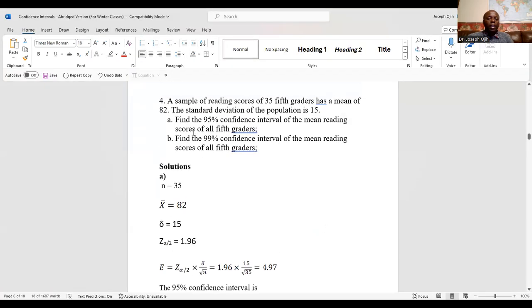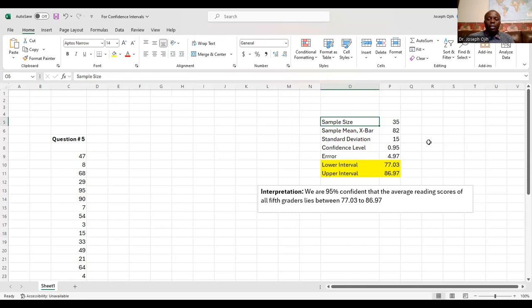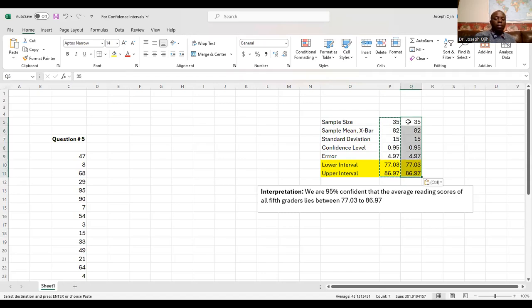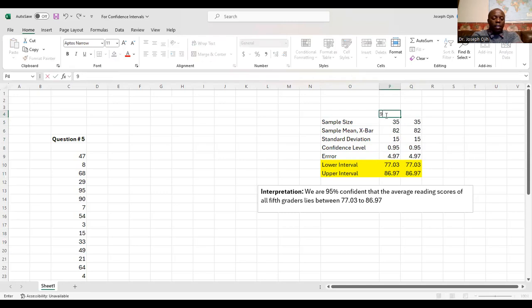Now, suppose you want to do part B of the question, which says, find the 99% confidence interval for the mean reading scores. So in this case, we can just use a shortcut to complete it since we did it now. One good thing about Excel is that once you do the first calculation, you can copy the formulas and do the next calculation. So let me just copy it from here and paste it here. This one is for 95% confidence level.